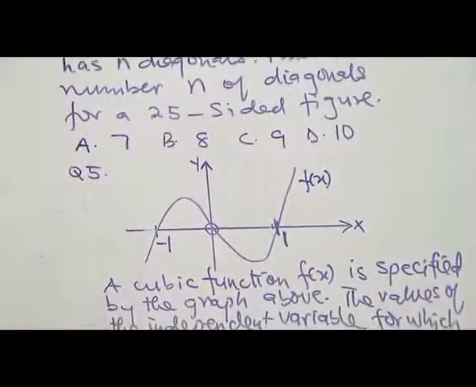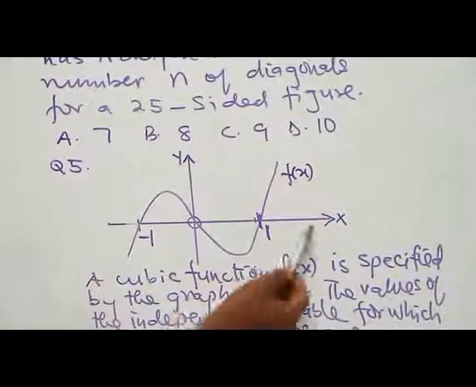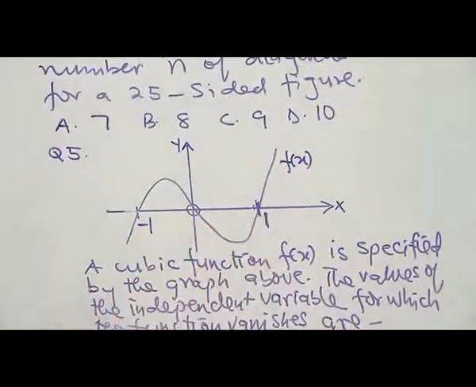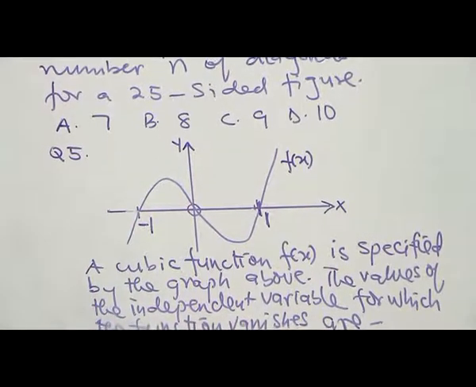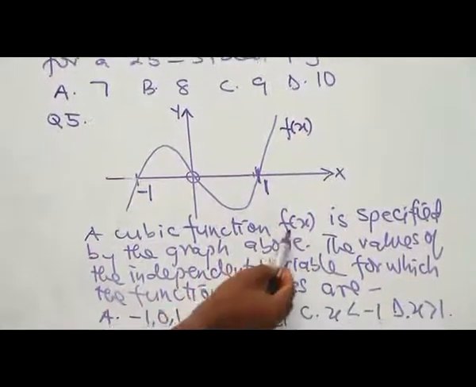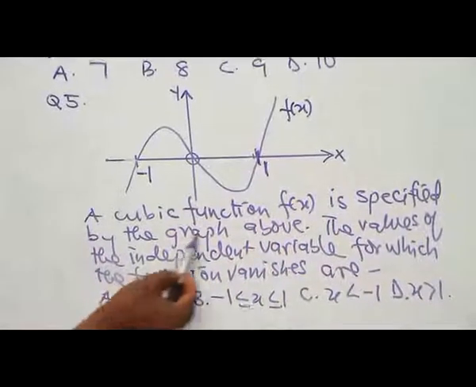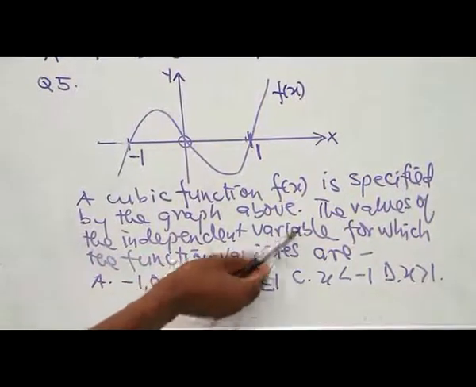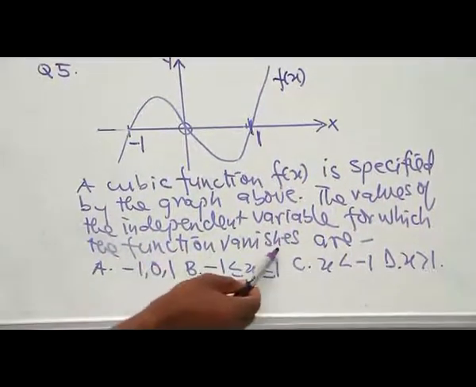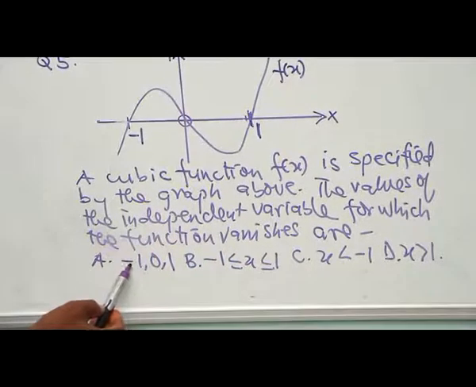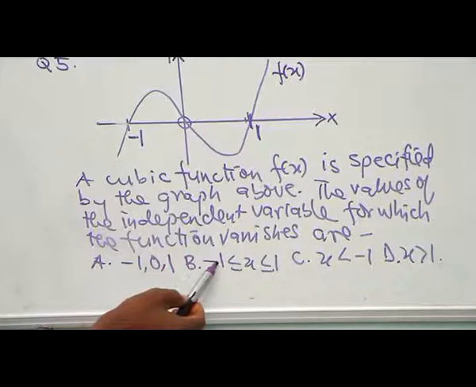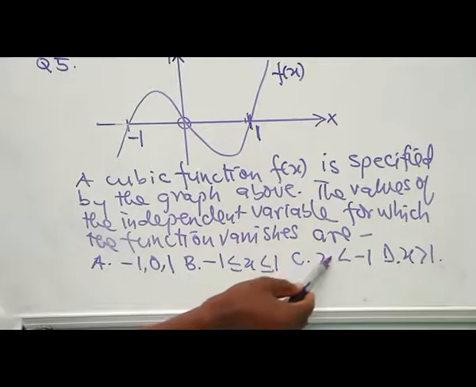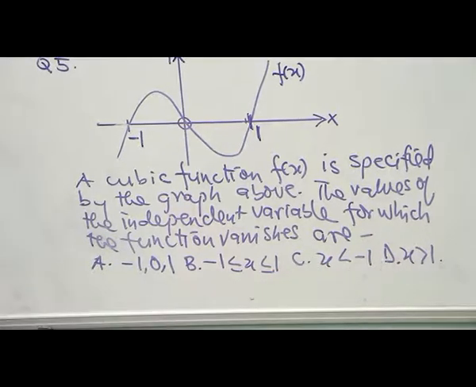Question number 5. Here's a diagram or a figure or a graph for you. And this, of course, you must recognize is a cubic function. So we have a cubic function f of x is specified by the graph above. The values of the independent variable for which the function vanishes are A, minus 1, 0, 1, B, minus 1 less than or equal to s, s less than or equal to 1, C, s less than minus 1, and D, s less than 1.